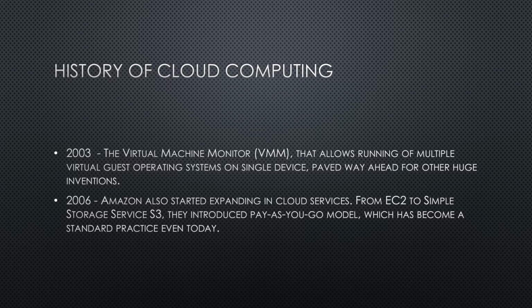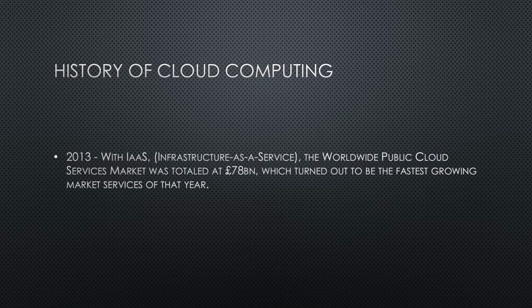2003: the Virtual Machine Monitor, or VMM, which allows running multiple virtual guest operating systems on a single device, paved the way ahead for other huge inventions. 2006: Amazon also started expanding in cloud services, from EC2 to simple storage services such as S3. They introduced the pay-as-you-go model, which has become a standard practice even today. In 2013, with IaaS, or Infrastructure as a Service, the worldwide public cloud service market totaled 73 billion euros, which turned out to be the fastest growing market service of that year.